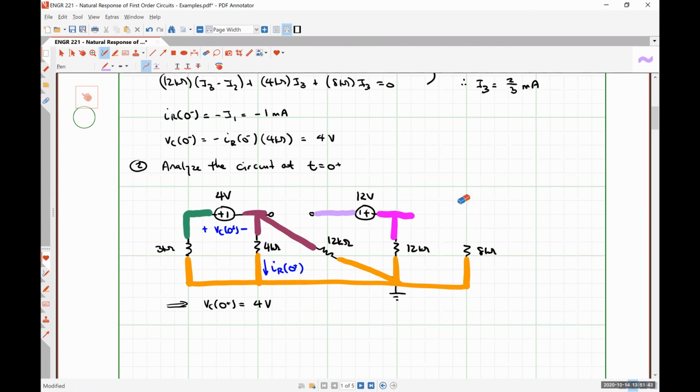So I can call this guy a 12 kilo ohm resistor, and I can now see that those two 12 kilo ohm resistors are in parallel, right? So 12 in parallel with 12 is 6.